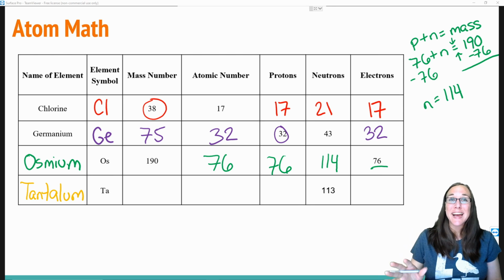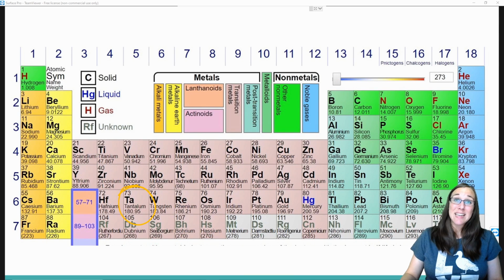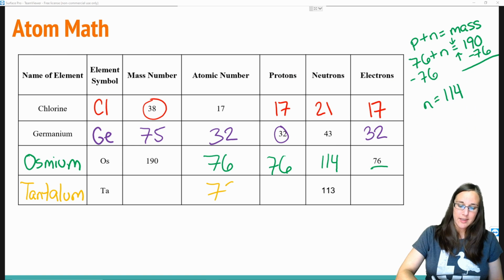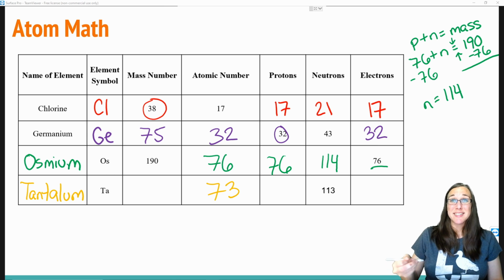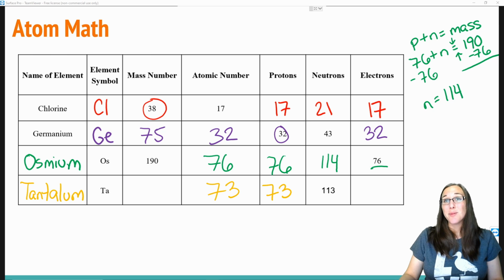All right, so we've got tantalum, Ta, and we have a value of neutrons given, 113 neutrons. In this case, we need to go back and look at the periodic table for the atomic number in order to move any farther. So our number is 73. That's our atomic number. We're going to put that in right here. That number is the same as the number of protons, so that's going to be 73. And for a neutral atom of tantalum, the electrons are also going to be 73.